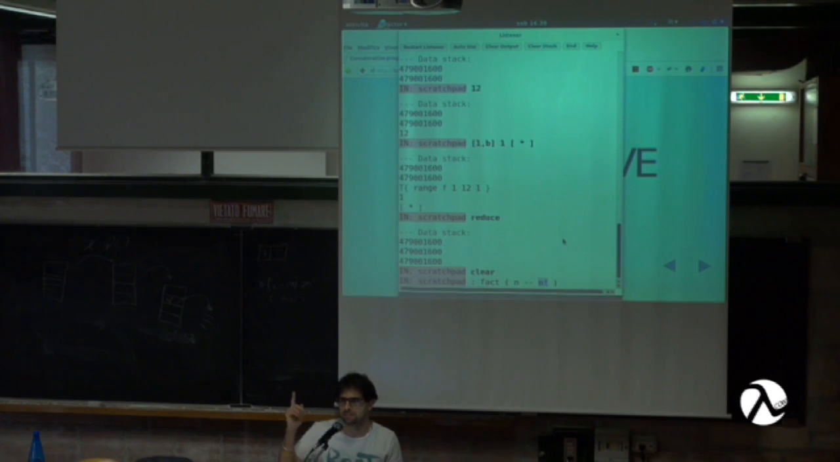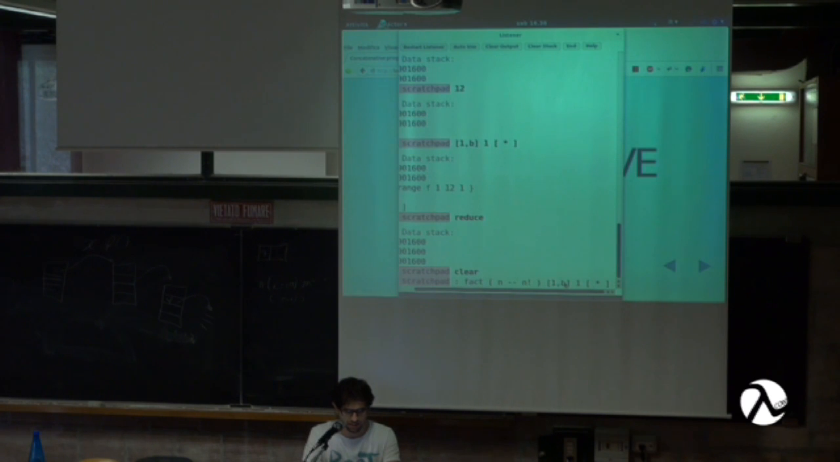I choose n with the exclamation mark, which is the usual name, but it doesn't matter. And then I do the definition. So what I have to do if I have n on the stack and want n factorial on the stack? Well, I do what I have been doing just right now. So I take 1b, and then 1, multiplication, and reduce. And I end with the, what's the name? Semicolon. Thank you.